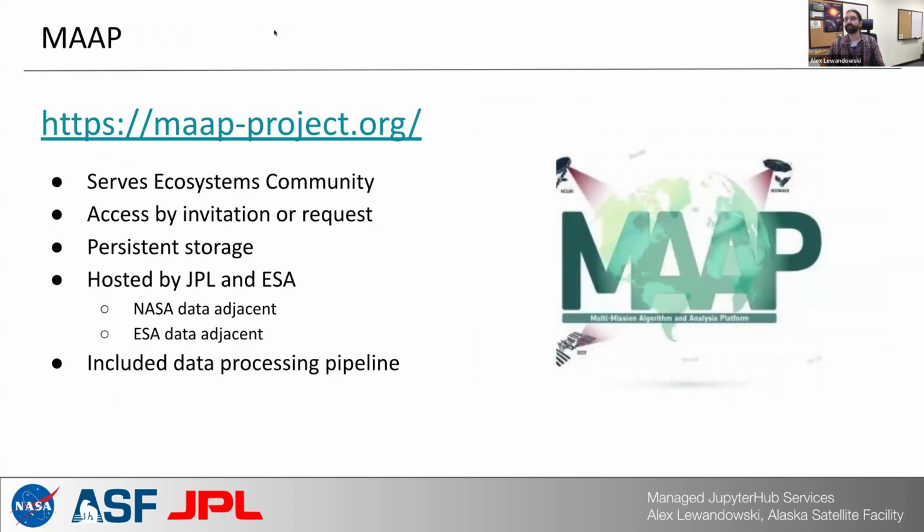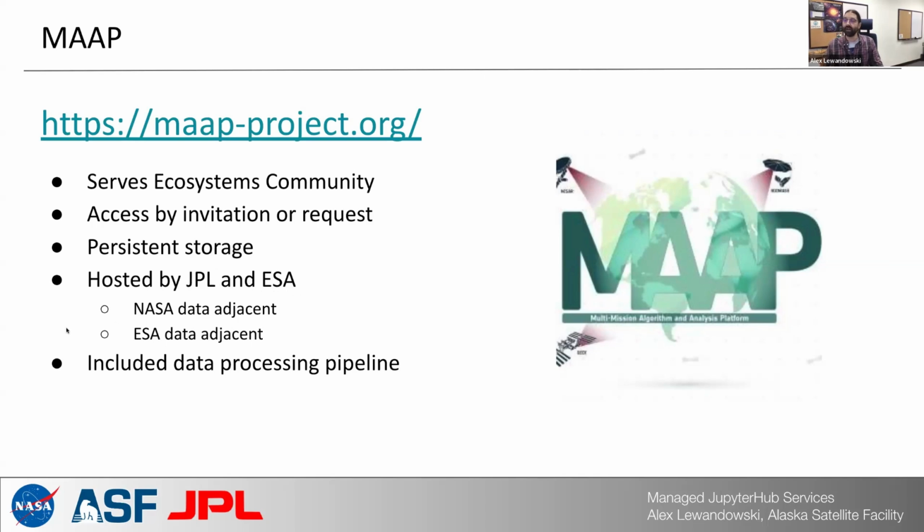There's also the MAP project. This serves the ecosystem community, and access is by invitation or request. Persistent storage is also provided, I think, with S3. I don't remember off the top of my head. This is hosted by JPL and ESA, so there's a JPL hub and an ESA-hosted hub.